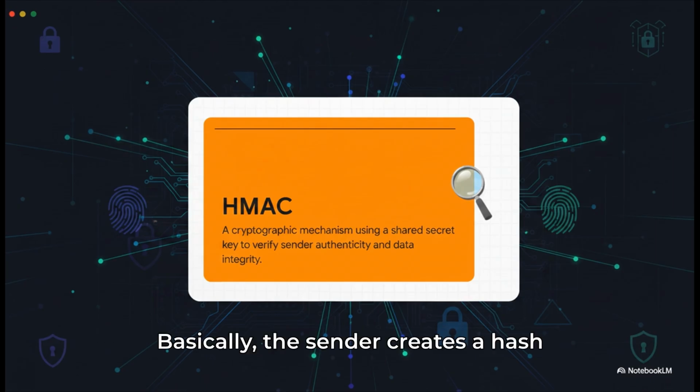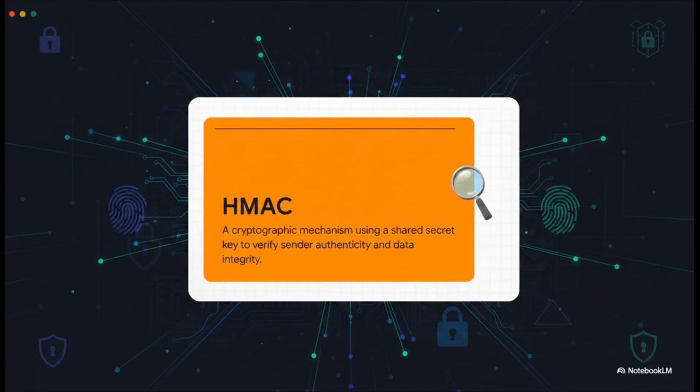Basically, the sender creates a hash of the payload and sends that signature right in the HTTP header. Your system takes the incoming payload, uses the exact same secret key, and generates its own hash. If the two match perfectly, boom, you've mathematically proven the request is authentic and hasn't been tampered with.